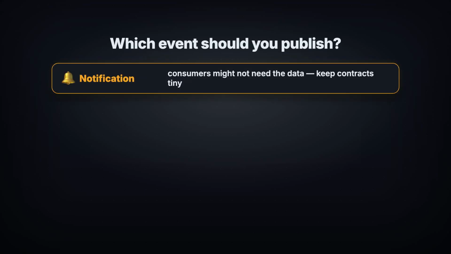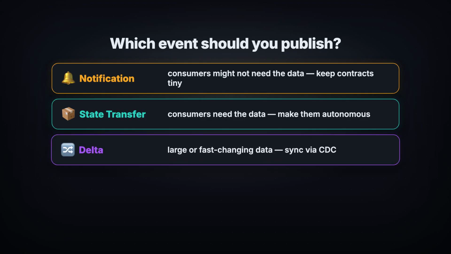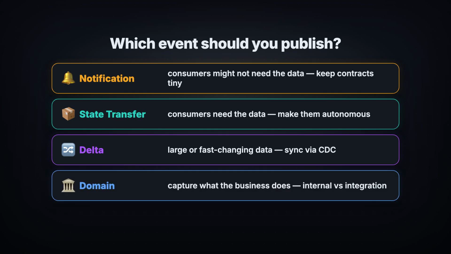So, which one should you publish? Reach for a notification when consumers might not need the data, and you want tiny contracts and loose coupling. Use carried state when they do need it, and you want them independent, with no callbacks. Send deltas for large or frequently changing data, or to sync state through change data capture.